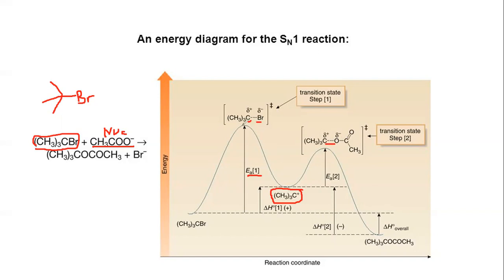And notice that there are two activation energies, one for each step. So the first step, we form our carbocation, which is our reaction intermediate. The second step, we have the nucleophilic attack, and then we form our product.